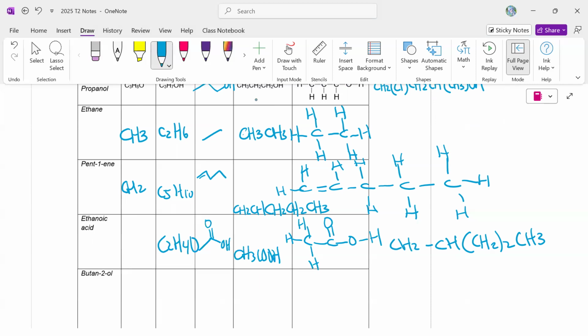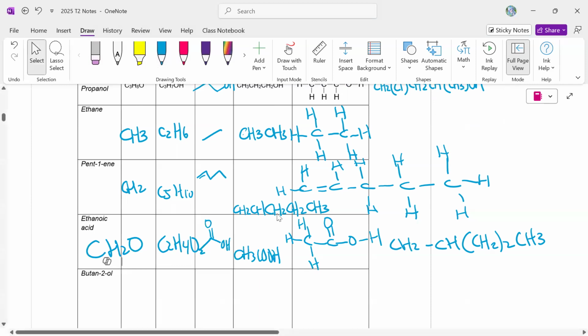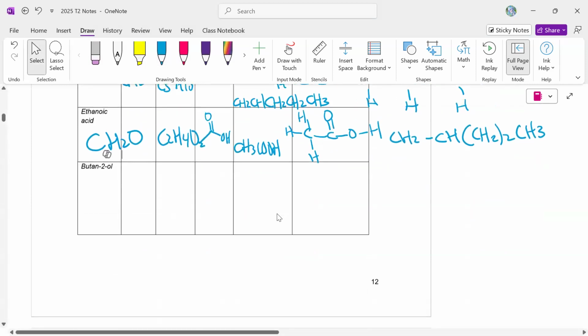And any way to simplify it? If no, it will be the same, C2H4O2. Sorry, C2H4O2. So there will be a way to simplify it. So it will be CH2O.